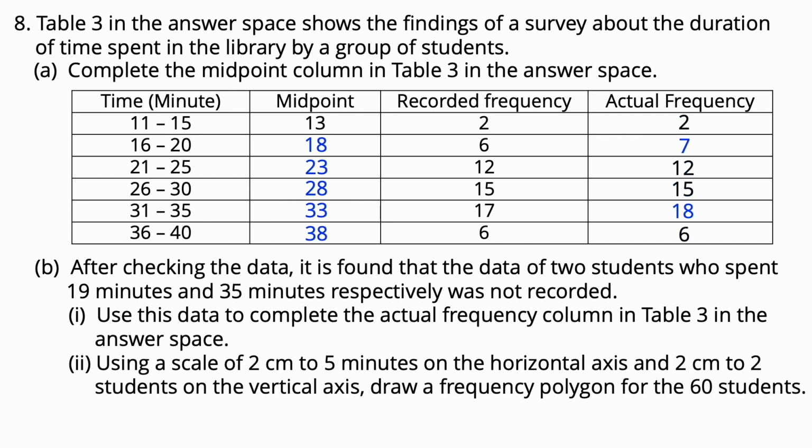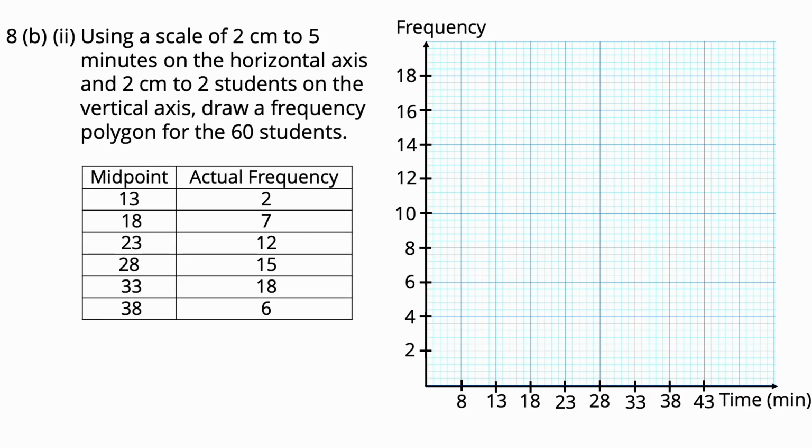2. Using a scale of 2 cm to 5 minutes on the horizontal axis and 2 cm to 2 students on the vertical axis, draw a frequency polygon for the 60 students. Plot the frequencies respectively. 2, 7, 12, 15, 18, and 6.